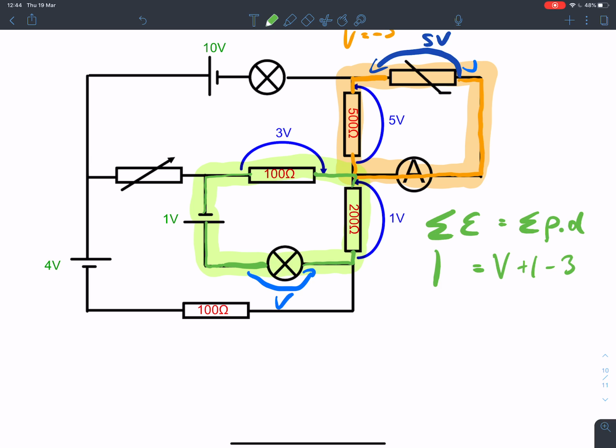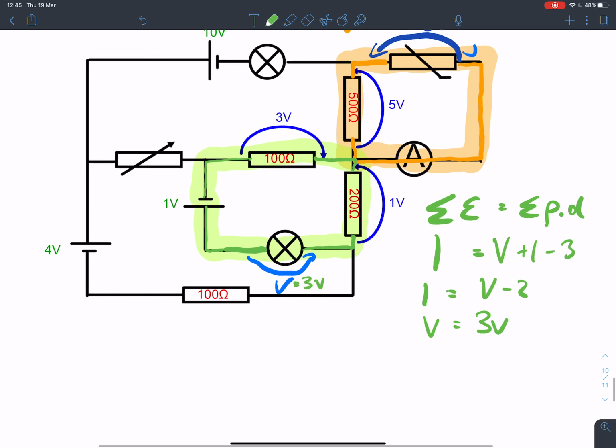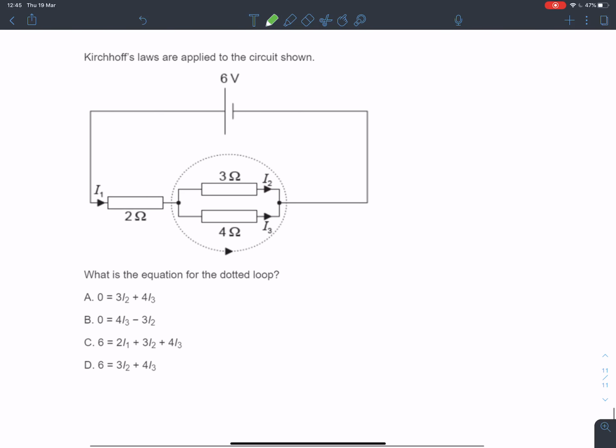Okay, so there's my closed loop. Let's tidy this up. 1 equals V minus 2, so V equals 3 volts. I didn't end up with a minus sign, so I must be in the right direction. So that value there will equal 3 volts. Good. So, well, let's have a go at a final question, just to make sure we're very happy with this.